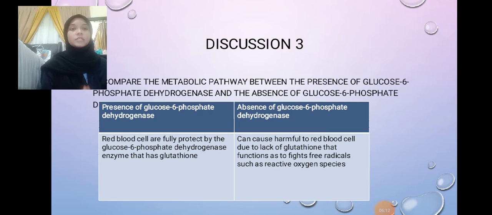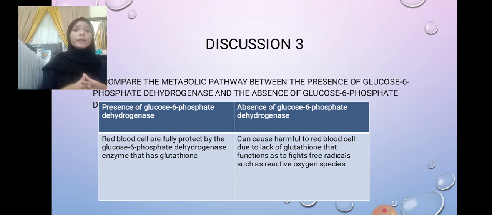The next one, we have discussion 3. Compare the metabolic pathway between the presence of glucose 6-phosphate dehydrogenase and the absence of glucose 6-phosphate dehydrogenase. With the presence of glucose 6-phosphate dehydrogenase, red blood cells are fully protected by the enzyme, which supports glutathione. Glutathione functions to protect the red blood cell from harmful molecules such as reactive oxygen species.